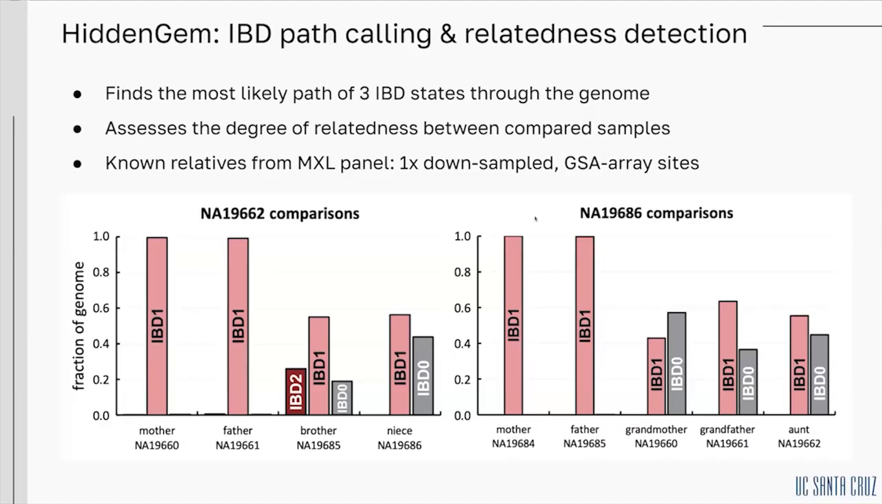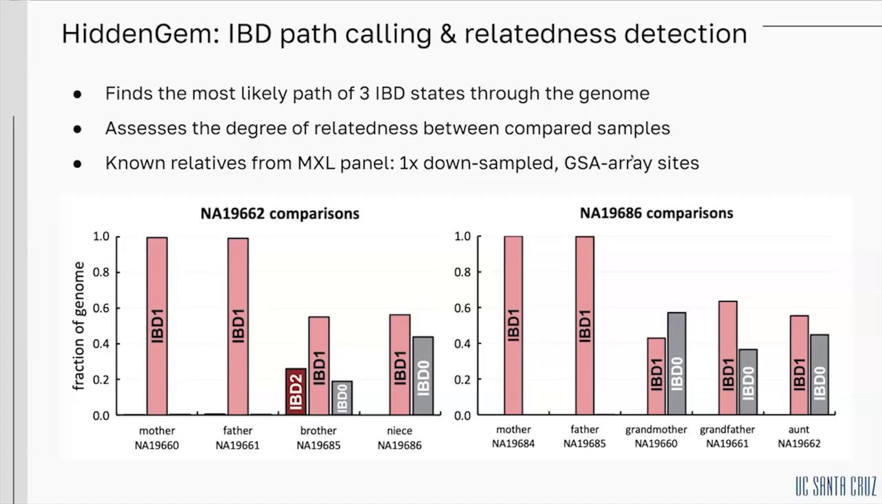We expect the parent-child relatives should be 100% IBD1 because the child inherits exactly 1 copy of the genome from each parent. Meanwhile, full siblings should show 25% IBD0, 50% IBD1, and 25% IBD2. And half siblings, grandparent, grandchild, and avuncular relationships should show 50% IBD0 and 50% IBD1.